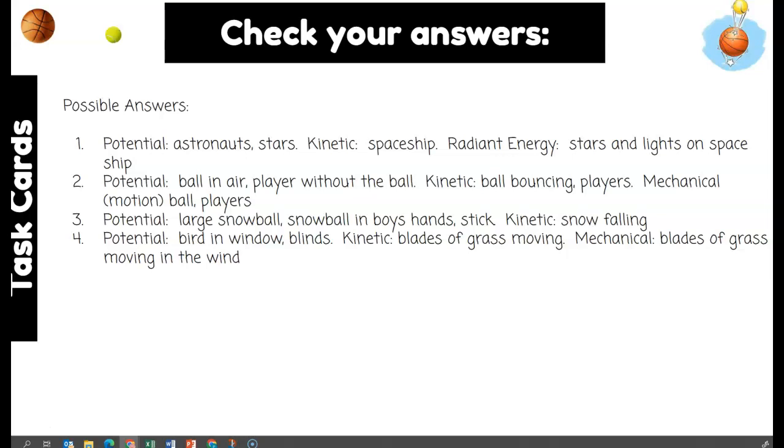Number 4, potential is the bird in the window and the blinds. And kinetic, the blades of grass moving. Mechanical, blades of grass moving in the wind. All right, those are just some possible answers. You may have come up with something different.